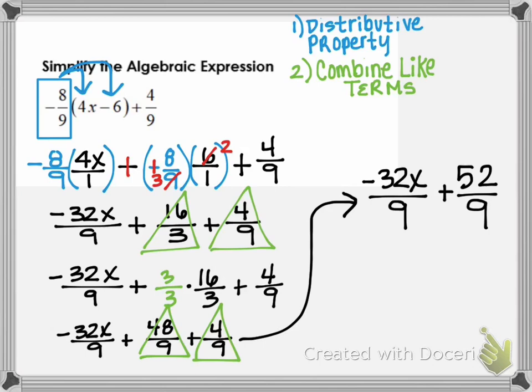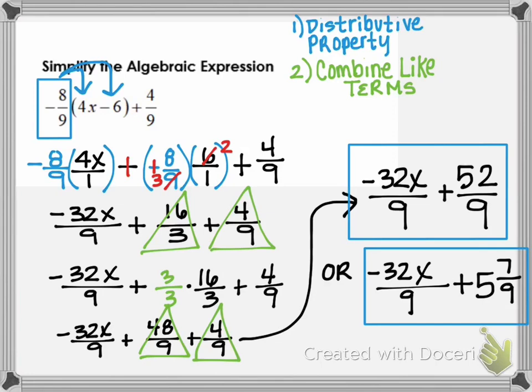Now, when our coefficient of our variable term is a fraction, even if it's improper, we leave it. So we can leave this as -32x over 9, but I can turn 52/9 into the mixed number 5 and 7/9 since it's just a constant. So either one of these expressions is an appropriate answer.